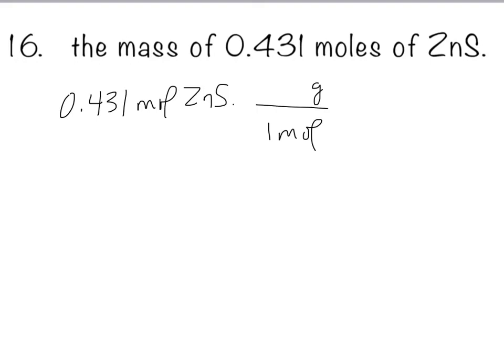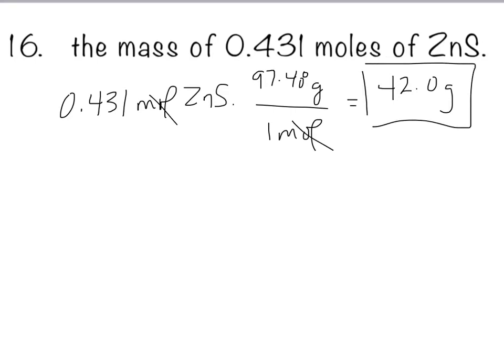And then I have to calculate the molar mass of zinc sulfide, so I add up the mass of 1 zinc and 1 sulfur, and I end up with 97.48. That's its molar mass, grams per mole. Moles cancel. I multiply 97.48 times 0.431. My answer, rounded to the appropriate number of sig figs, 42.0 grams. Don't forget to identify significant figures and also to put your unit labels.